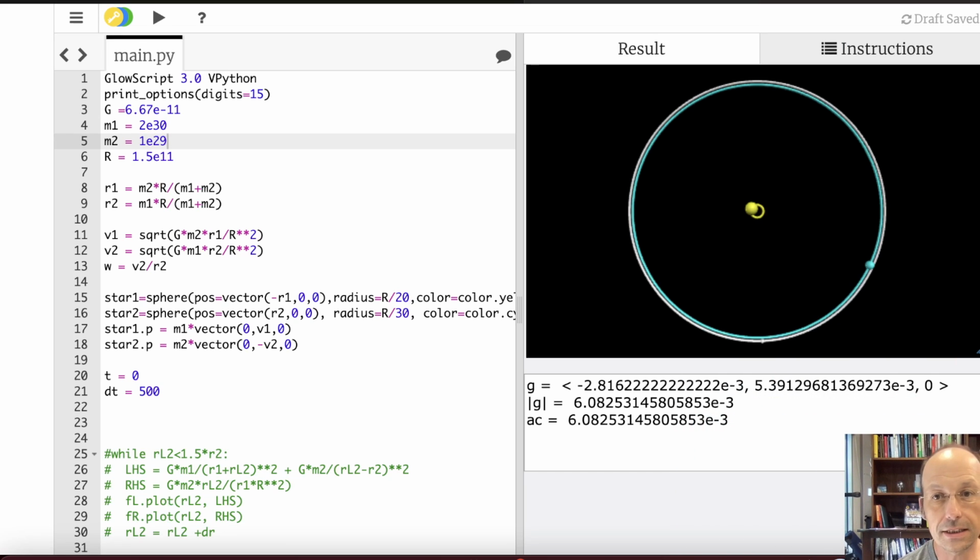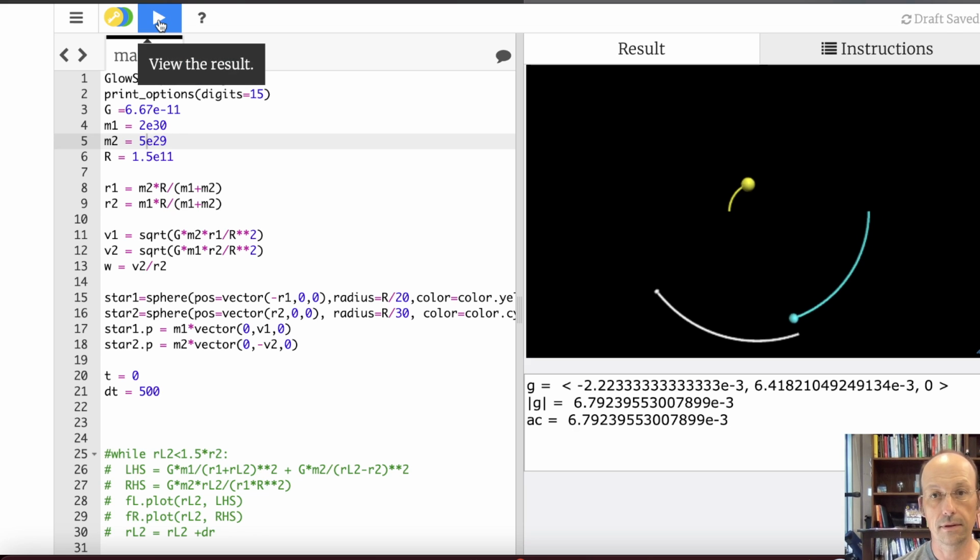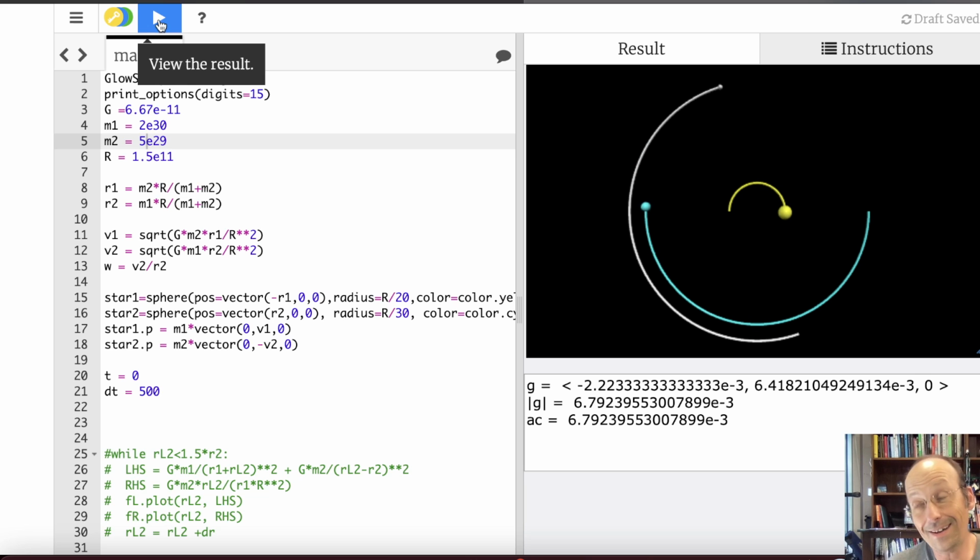Okay, you can see, this is great. They're not the same orbital distance, right? But it is stable. Let's make it a little bit bigger even. Let's turn that to 5. There you go. Check that out. Okay, I kind of like that.